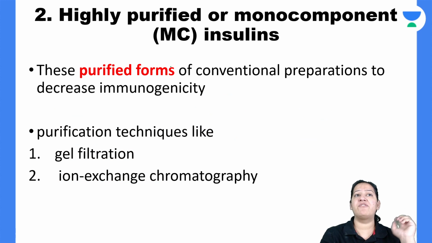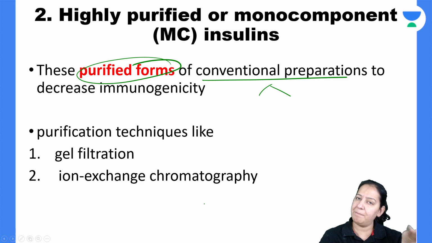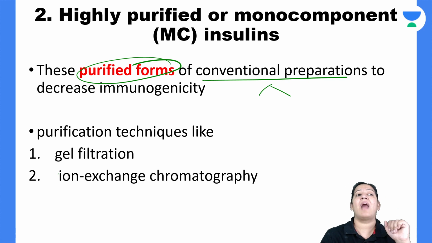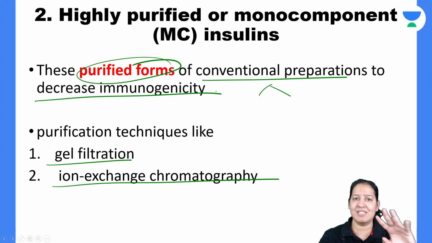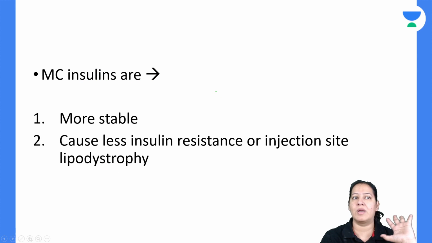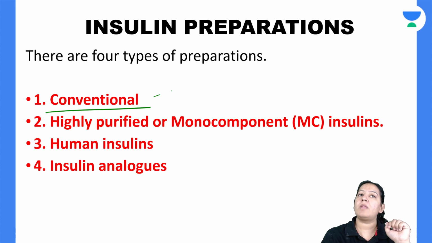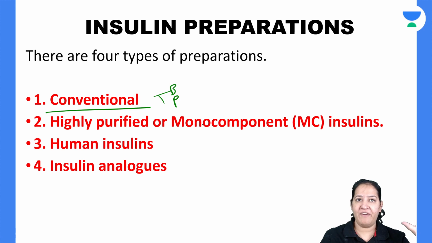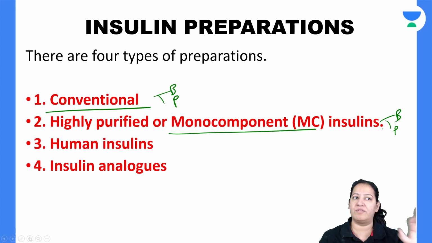So in highly purified forms, we take the conventional beef and pork, and purify them before using in humans. Purification is done either by gel filtration or ion exchange chromatography. But even after purification, immunogenicity decreases, but it doesn't become zero. It decreases only. Have you got it? These are more stable. They are less immunogenic, less antigenic, but still they are not very good. They have adverse effects. So conventional is beef and pork, not purified. And monocomponent is beef and pork, purified. The purified version of the conventional.